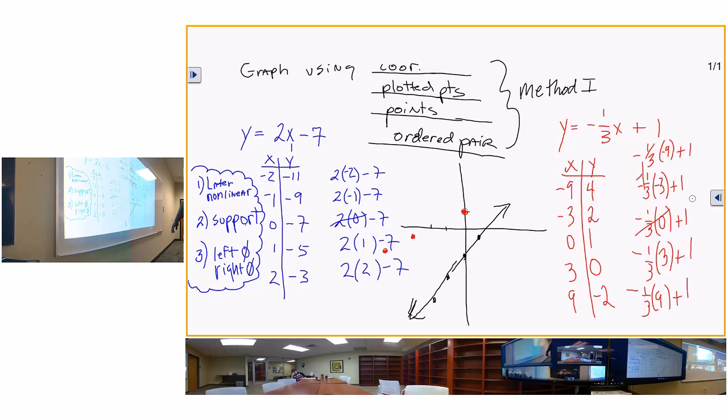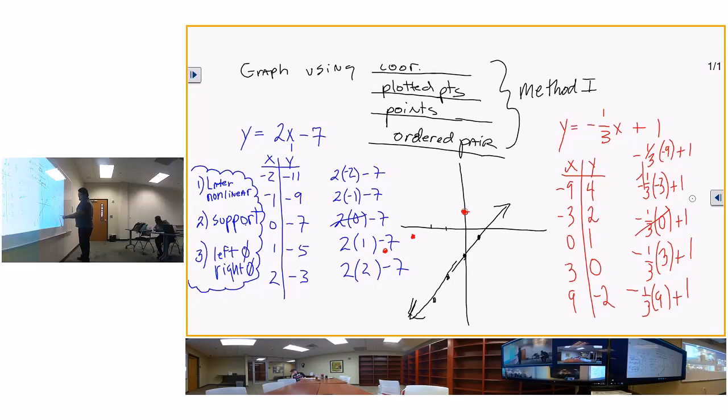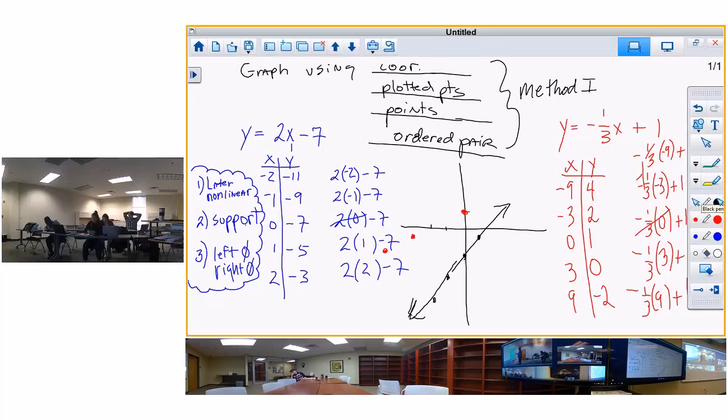So I'm going to plug in 3 again. 3 over 3 is negative 1. Negative 1 plus 1 is 0. I think this one's wrong. No, it's not. Somebody look at my math and see where I'm going wrong.